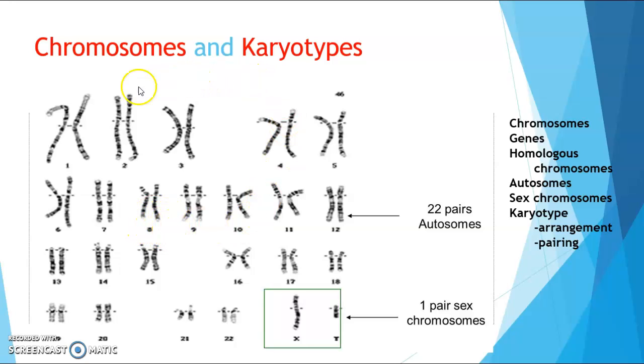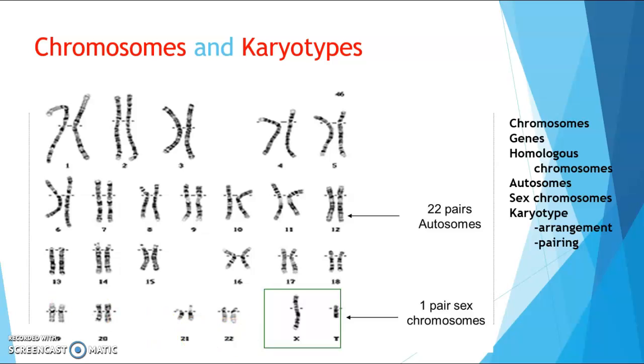Of all the chromosomes in our body, we have a total of 23 pairs, or 46 total individual chromosomes. The first 22 pairs are autosomes, and these would be found in all individuals within the population, so we're talking both males and females. Sex chromosomes are found only in gender-specific individuals. XY, this one happens to be a male. Females would be XX.